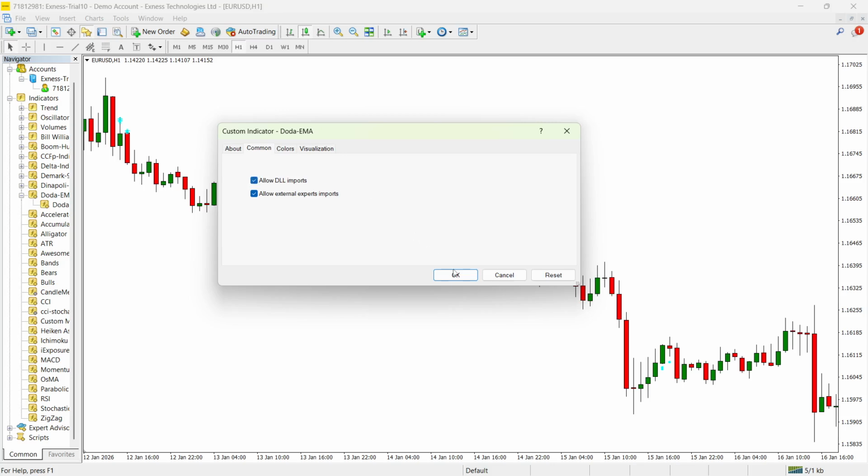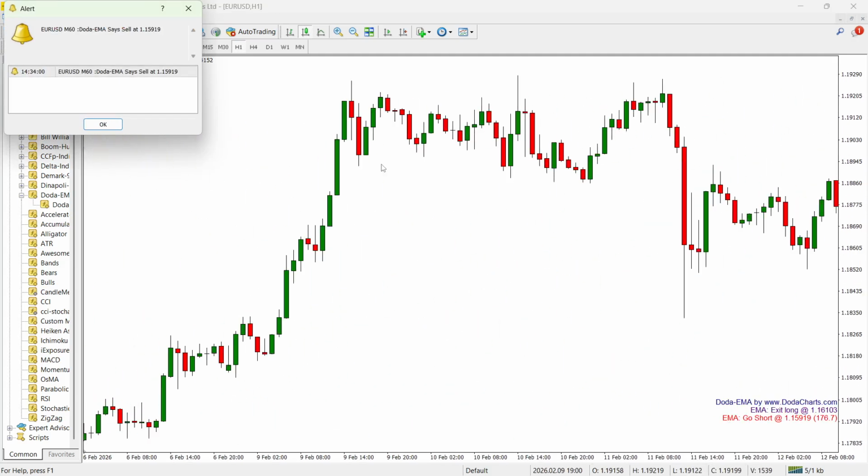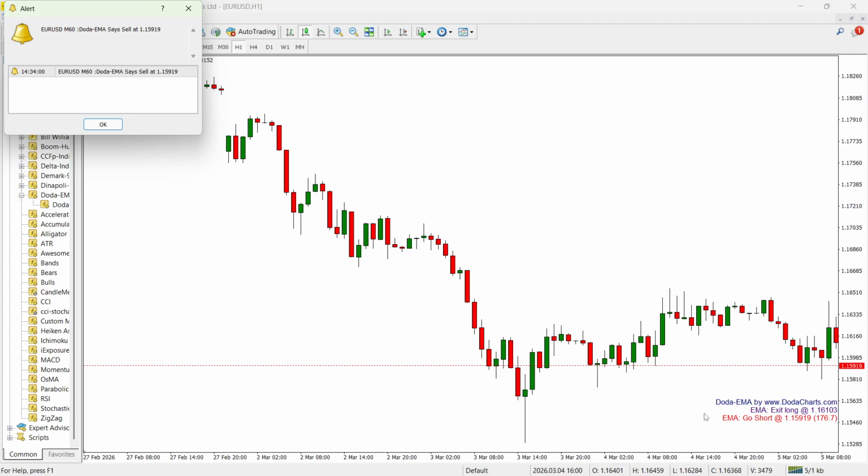Remember, I want to allow DLL imports. Alright, there we have it. On the chart, the Doda EMA provides clear visual guidance on trend direction, as you can see.